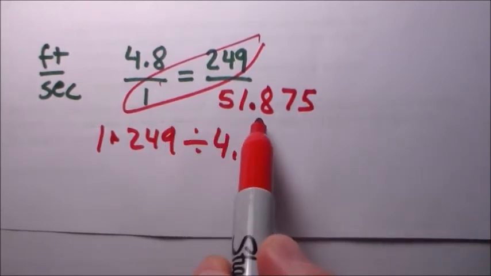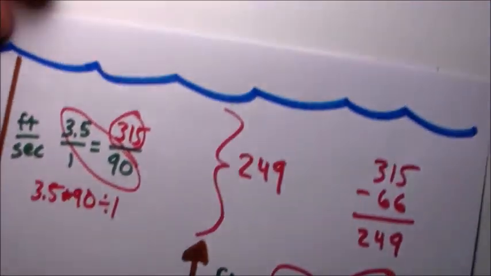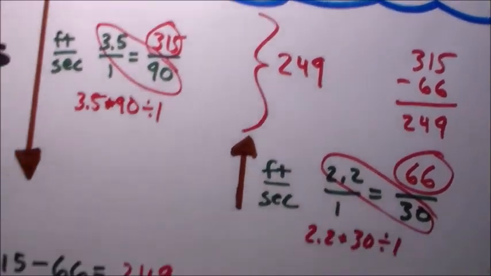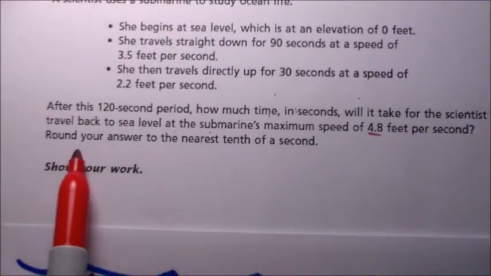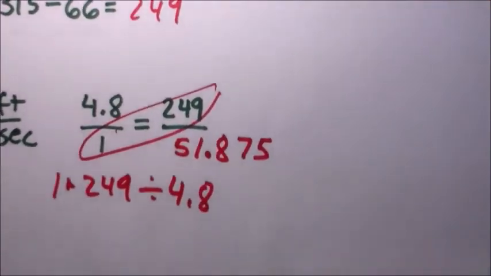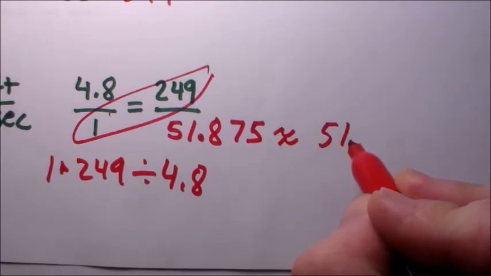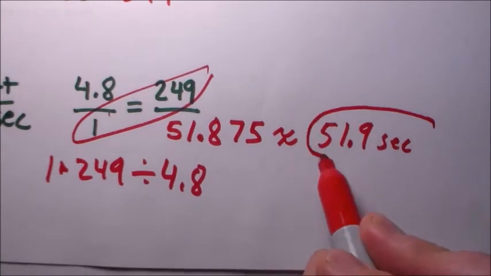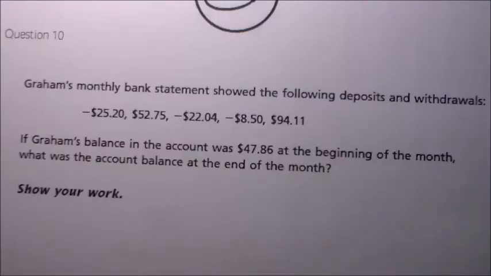It's going to take 51 seconds, 0.875. That'll be a scary almost minute while you're racing back to sea level. And it says round your answer to the nearest tenth of a second. So rounded to the nearest tenth of a second would be 51.9 seconds. And that is your final answer. We're good to go. Okay, question 10.